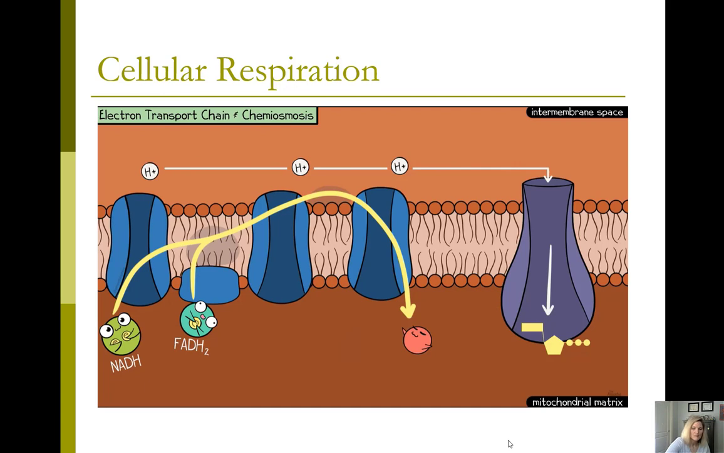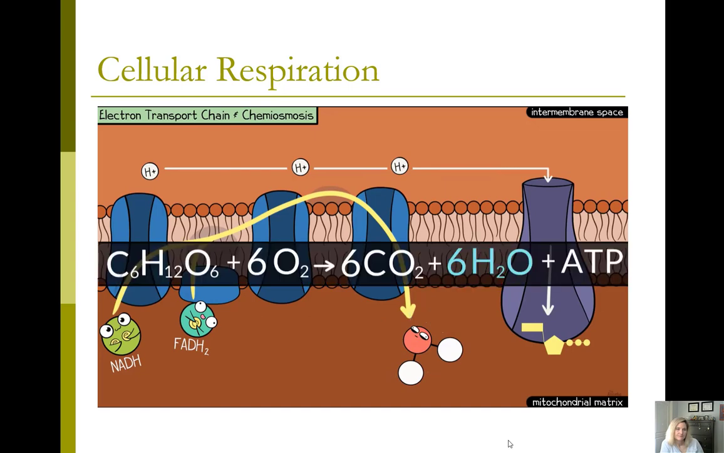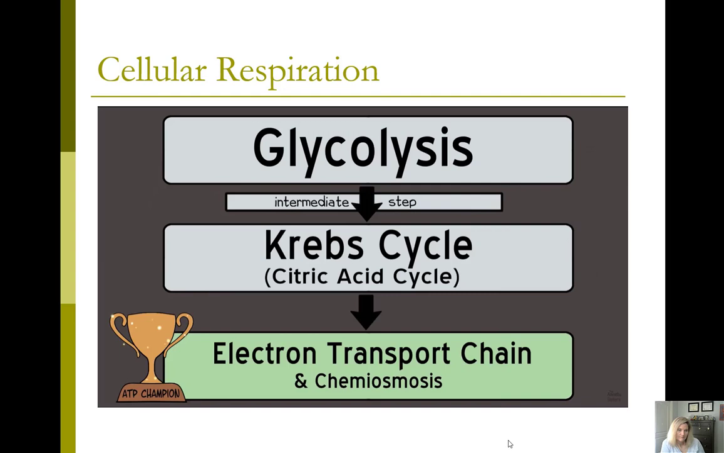Oxygen is the final acceptor of the electrons. When oxygen combines with 2 hydrogens, you get H2O, water. If you remember from our equation, water is a listed product. Now, the electron transport chain in chemiosmosis step makes a lot more ATP compared to the other 2 previous steps.